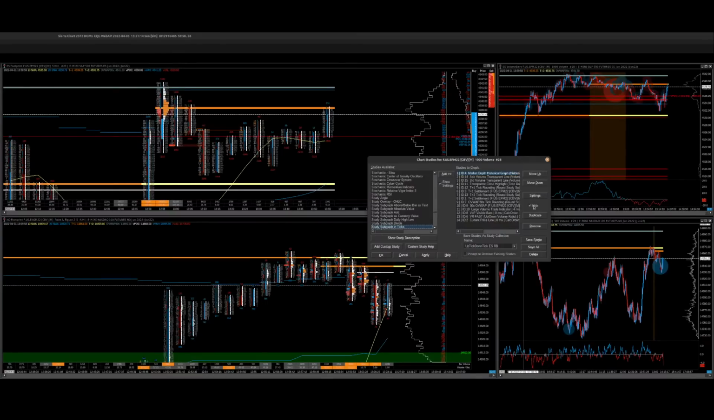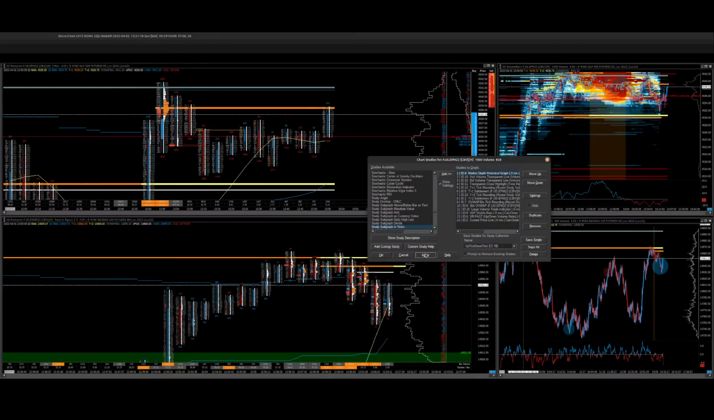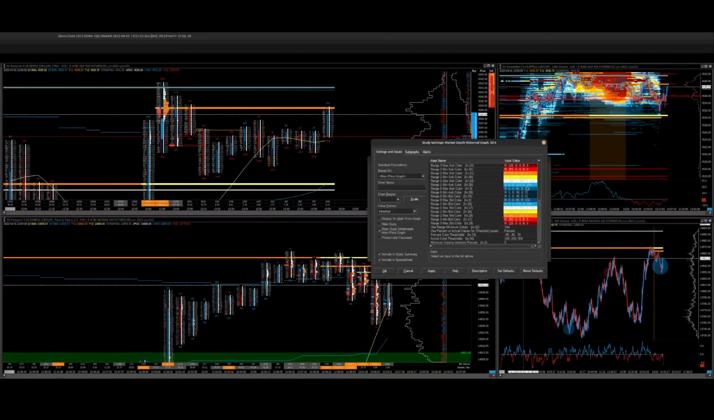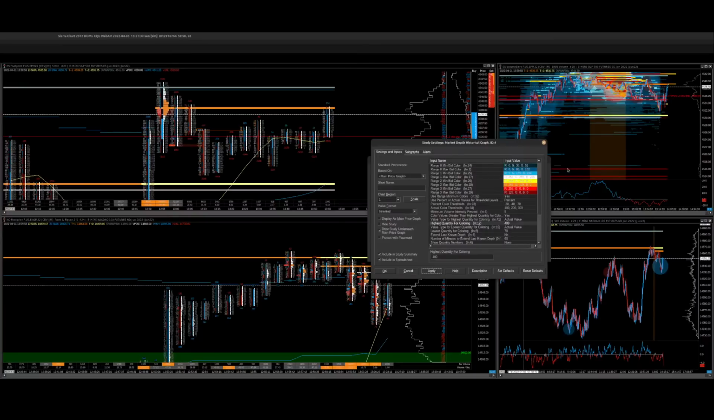I'll do a market depth historical graph too. Let's see. What a mess when you add this, huh? I have it Bookmap style up here. Highest quantity will go 400. Lowest quantity we'll keep at 7. So there you go. You can see at the close.